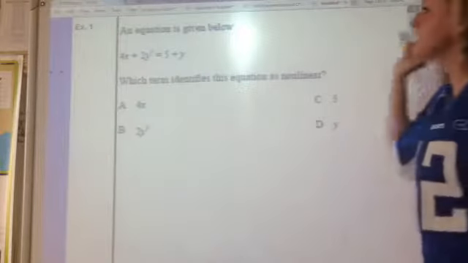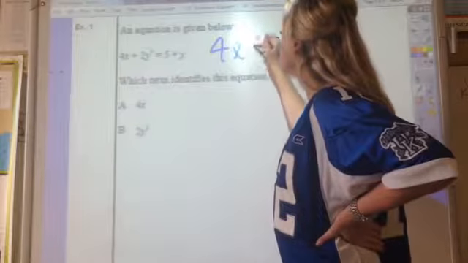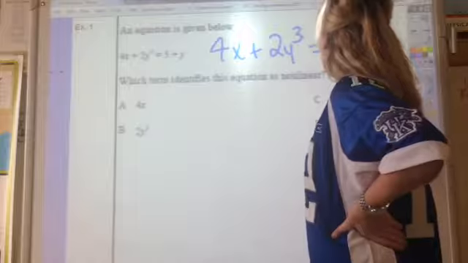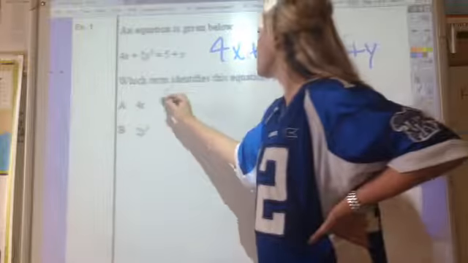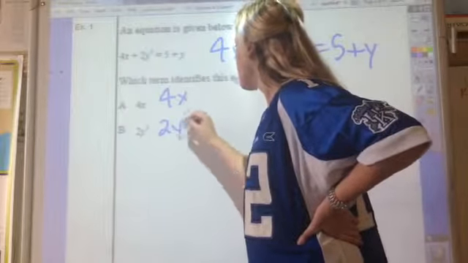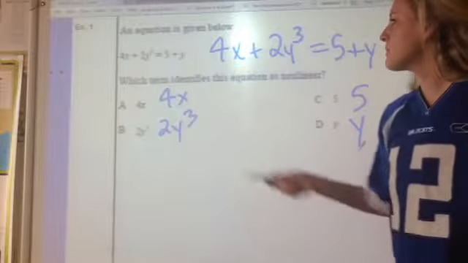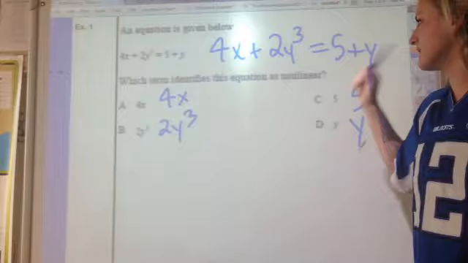All right, an equation is given below. So this is 4x plus 2y cubed equals 5 plus y. Our answer choices here are 4x, 2y cubed, 5, and y. Which term identifies this equation as nonlinear?